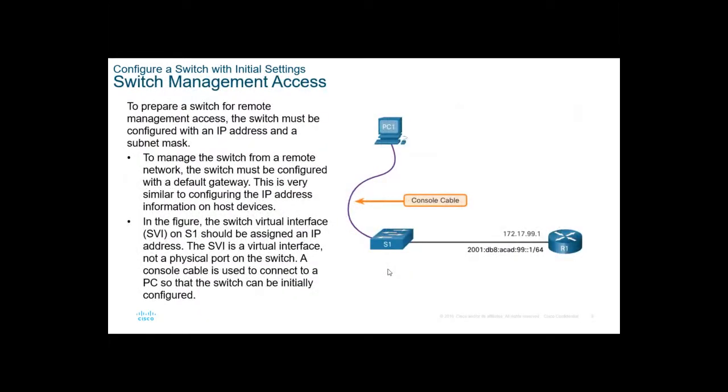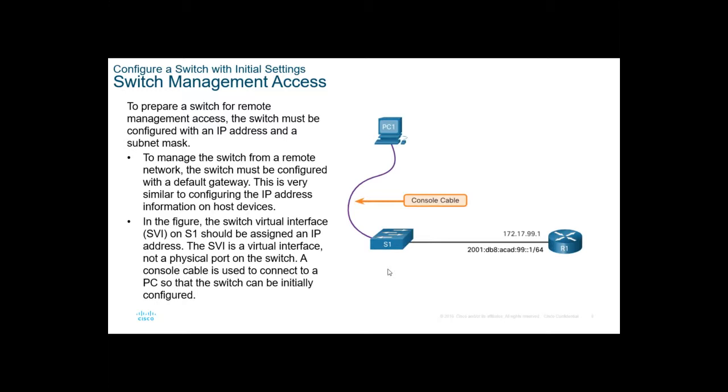Now, we want to normally have remote access on the switch. So the only way to set the switch up initially is we have to plug in the console cable from a PC and set it up because it doesn't have any IP addresses yet. Once we get it configured, then we can log onto it. We can telnet to it or secure shell to it from anywhere that we have network connectivity to that switch. We're going to do something like that in the lab today.